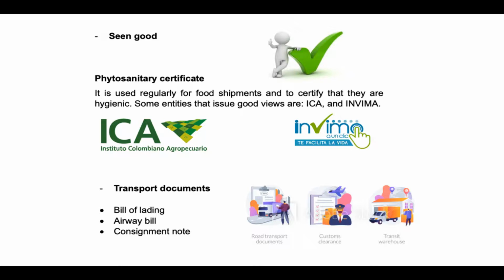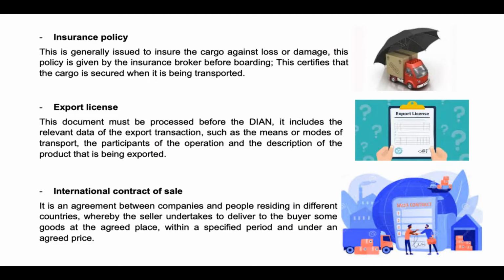Transport documents: bill of lading, airway bill, consignment note. Insurance policy. This is generally issued to insure the cargo against loss or damage. This policy is given by the insurance broker before boarding. This certifies that the cargo is secured while it is being transported.